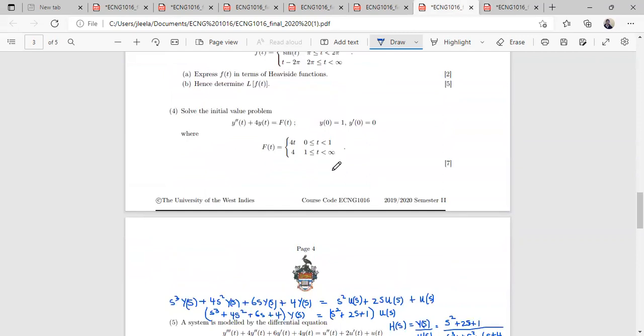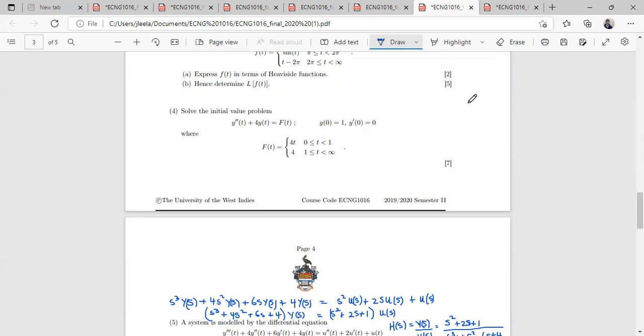Question 4 now. Solve the initial value problem. Right? So you take your Laplace transform of y double prime. You take your Laplace of 4y(t), and then you take your Laplace of f(t). But remember, f(t) is piecewise defined, right? It's defined to be 40 between 0 and 1, and 4 between 1 and infinity.